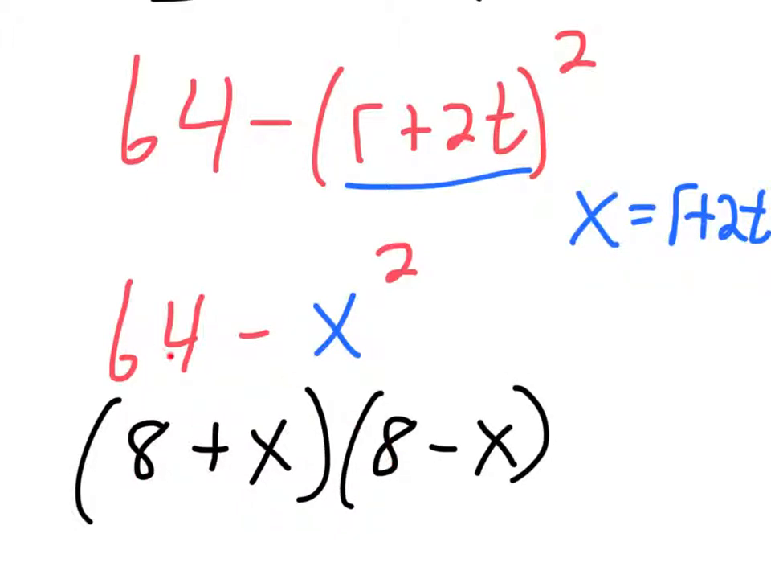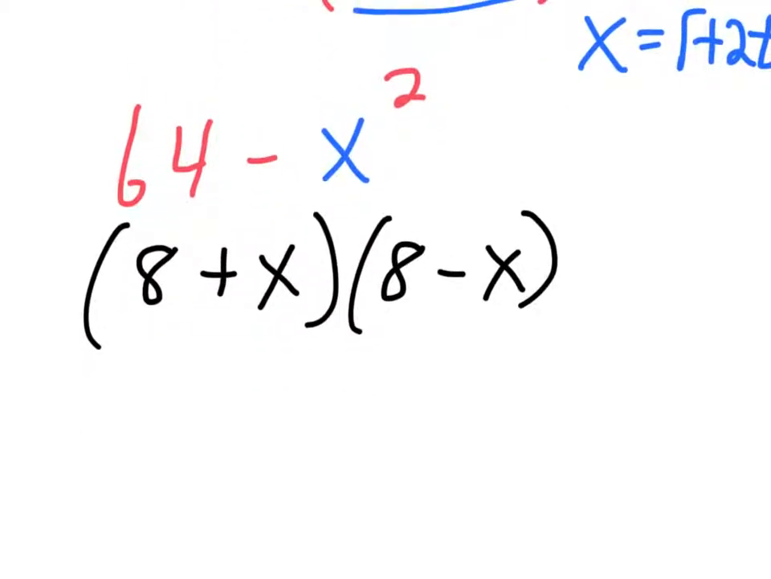Because 8 times 8 will give you 64. You got negative 8x and a positive 8x. Those will cancel out so we don't have any plain old x's. Then you'll have x times negative x to give you negative x squared. So this is almost it, but we just can't forget that we made a substitution there.